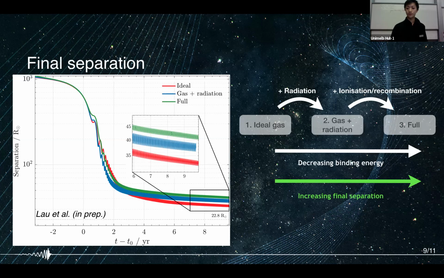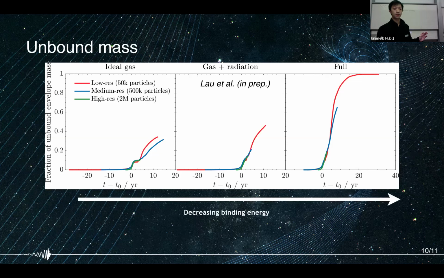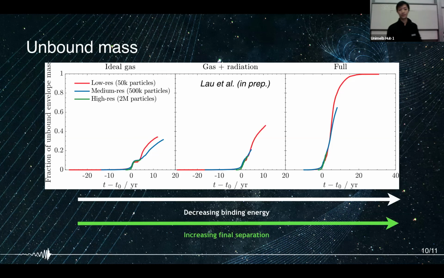We see a similar trend in the unbound mass. So here I plot the fraction of unbound envelope mass as a function of time for the 3 different equations of state. Again, we're decreasing our binding energy from left to right because we're adding in the effects of radiation and then recombination. And we find here that not only do we increase the final separation, we also increase the amount of unbinding of the envelope.